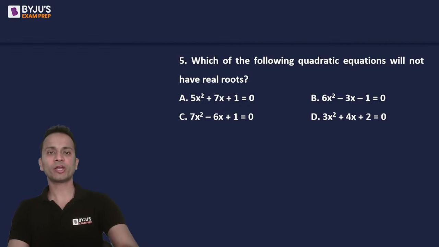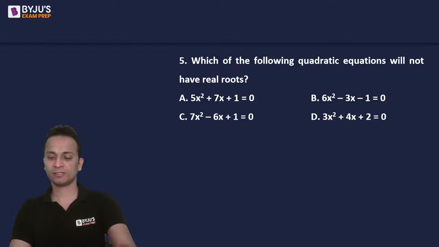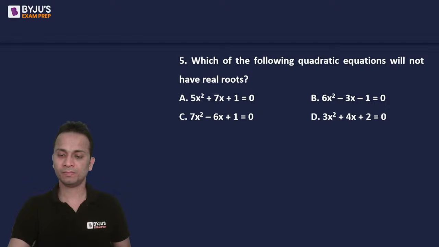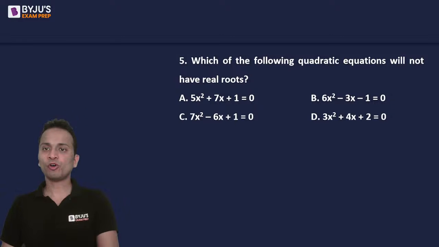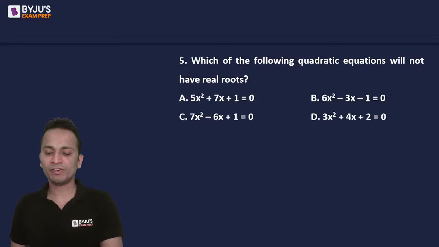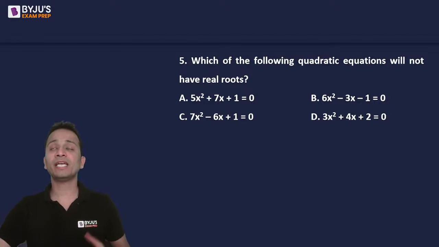Which of the following quadratic equations will not have a real root? Hardly a question of 30 seconds. Which of the following quadratic equations will not have a real root? Now, what is the condition of getting real roots or not having real roots?